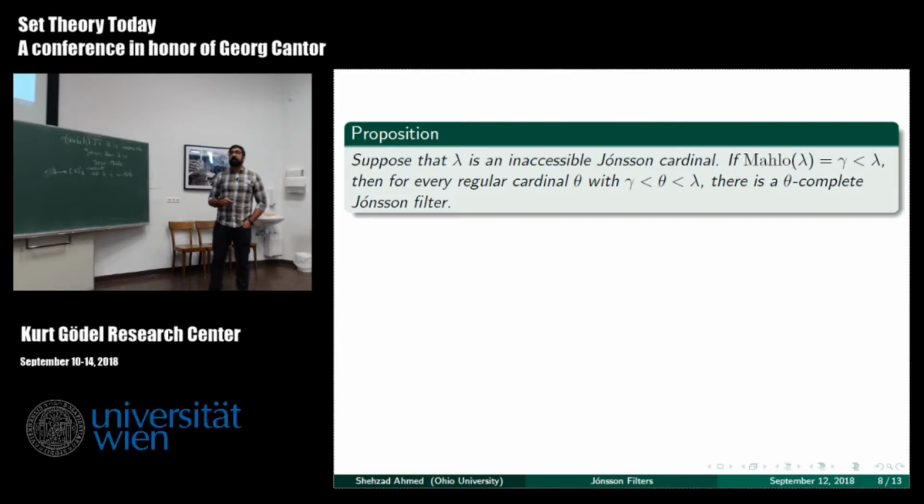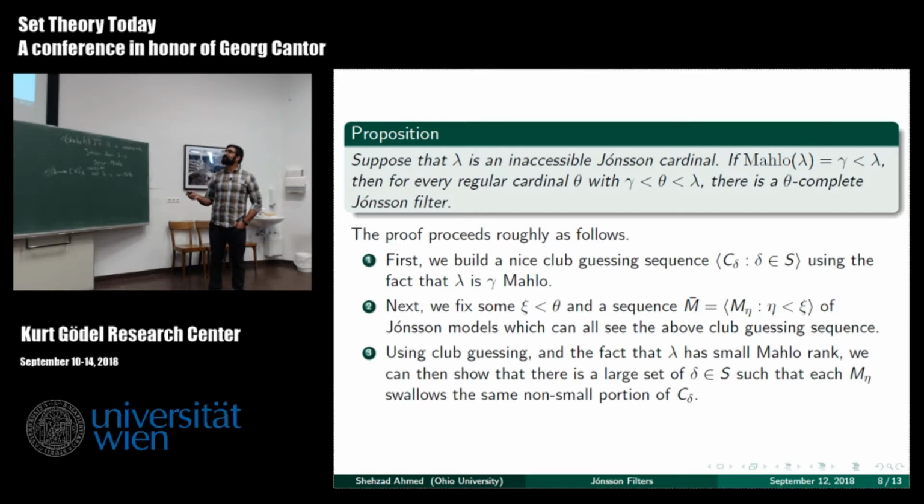Now, originally when I prepared this, I said I would write the whole proof and give a nice sketch of this argument. It got a little out of hand, and I pared down the sketch until it was reasonable. Unfortunately, making it reasonable sort of boiled it down to kind of a lie. So this is a very, very rough sketch. The idea is we build a nice club guessing sequence, and this uses the fact that lambda has small Mahlo degree. Parts 1 and 3 are hard, 2 is obviously very easy, we just fix a sequence, done.